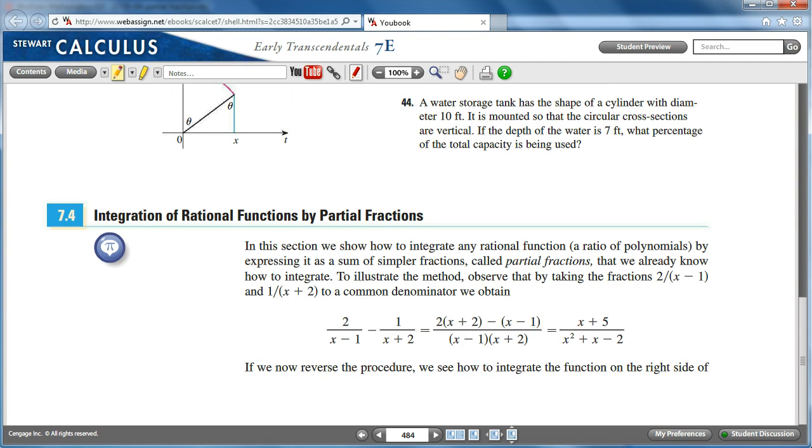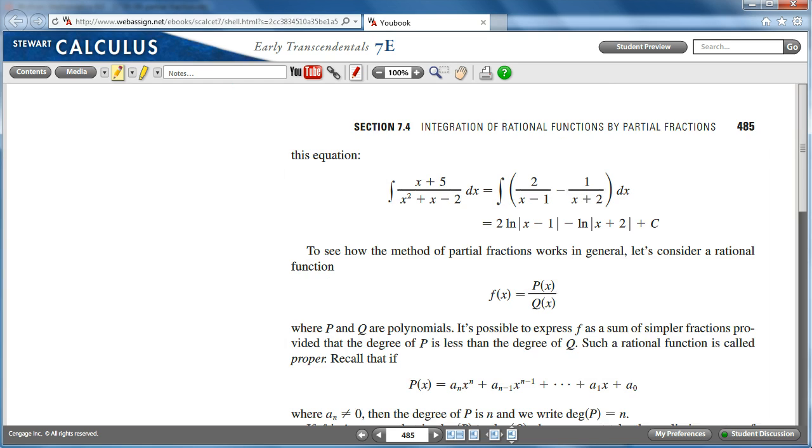It can be decomposed into two simpler fractions, as we see in the left hand side: 2 over x minus 1 minus 1 over x plus 2. We can easily deduce the left hand side becomes the right hand side by taking a common denominator, as we see in the middle part. Now what if we want to find the antiderivative of x plus 5 over x squared plus x minus 2, as we see here at the top of this page?